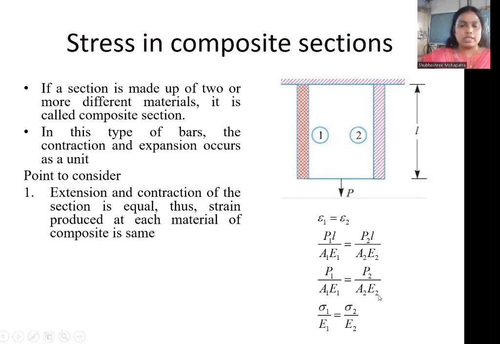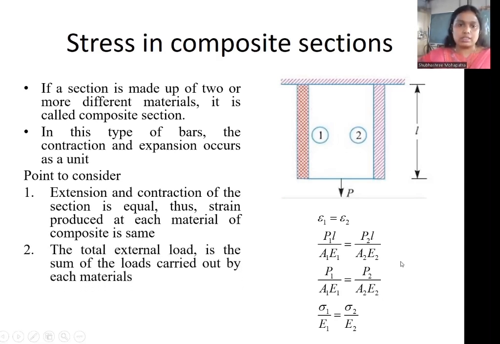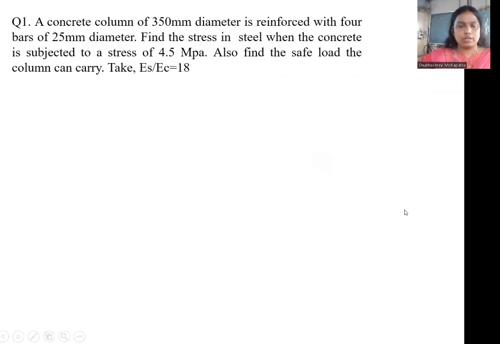Okay, the next point is that the total external load is the sum of the load carried by each material. Here there are two materials, so the total load will be equal to load of material 1 plus load of material 2. Load is nothing but stress into area. So stress of material 1 into area of material 1 plus stress of material 2 into area of material 2 will be equal to the total load. Okay, then let's solve some numericals on it.